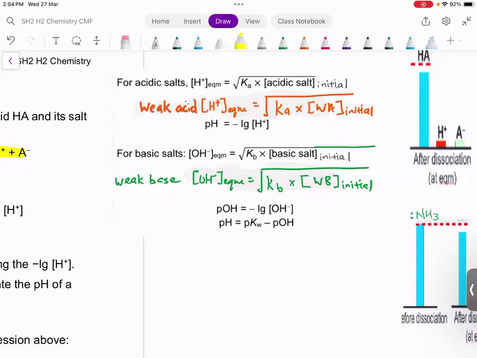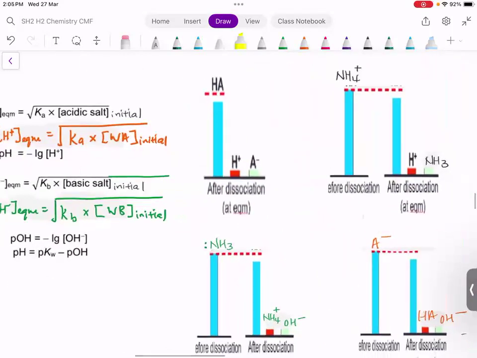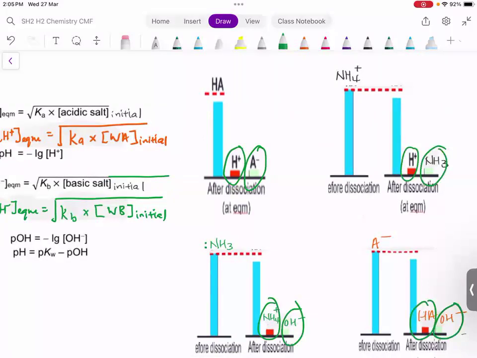Why is it that we are able to use a square root? It is because for a weak acid, your salt hydrolysis, weak base and your salt hydrolysis, they give rise to equal dissociation of the products. Notice that this is the trend. They are all equal in concentration. That's why you can use a square root. But in a buffer system, are they still equal? They are no longer equal.